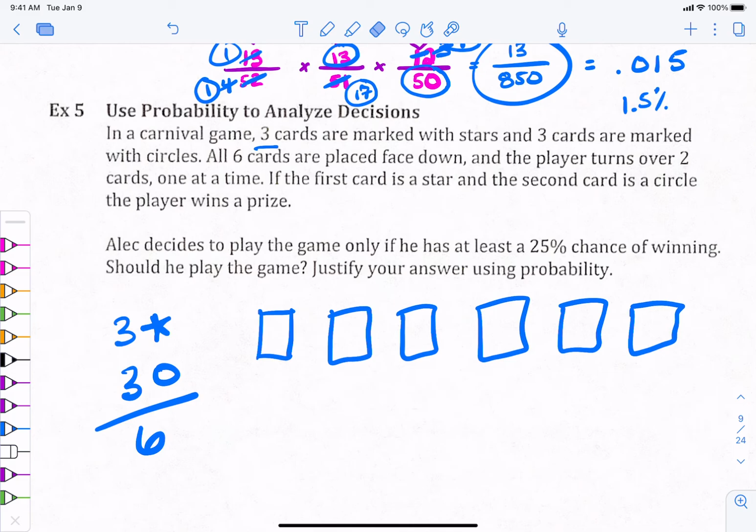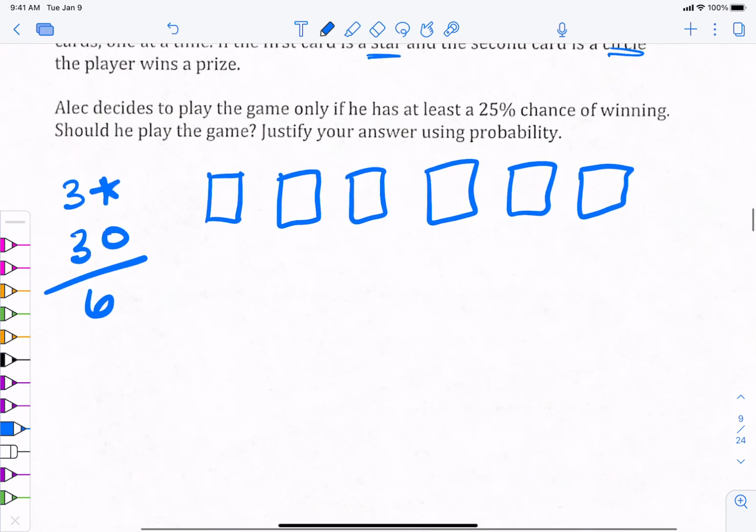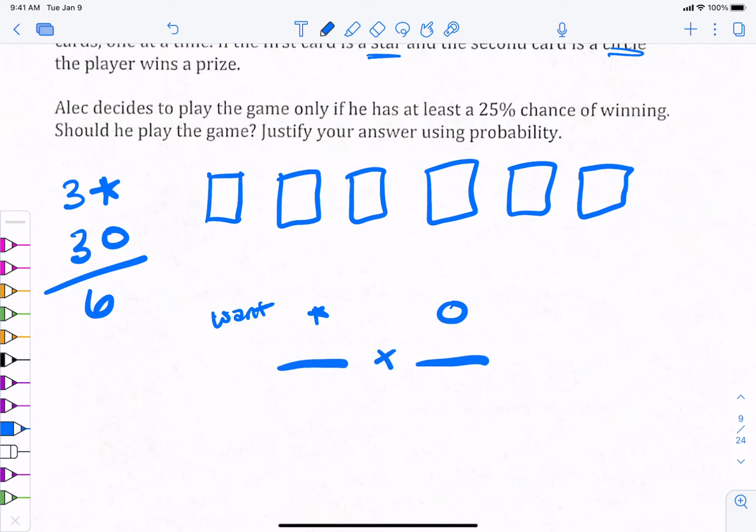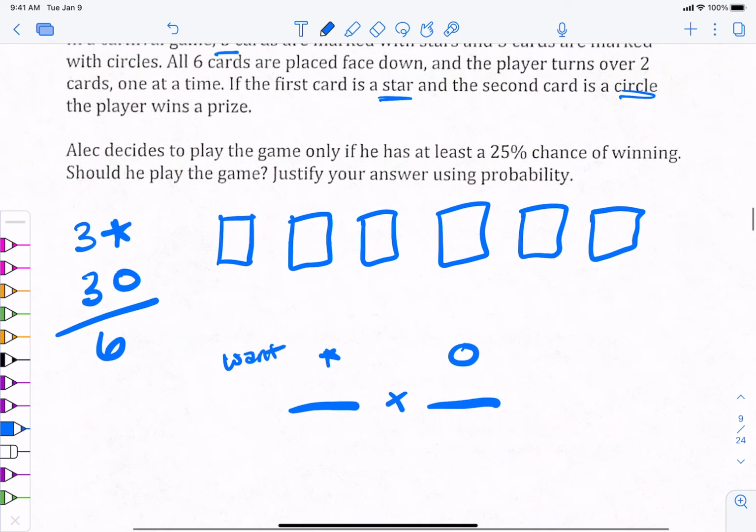Okay. It says if the first card is a star and the second card is a circle, the player wins a prize. So we're trying to get a star and we're trying to get a circle. That's what we want. We want a star and then a circle. And we're multiplying in between because we're picking 2 cards. Are we replacing or not replacing? Replacing, because you just put it back down if you don't get it.